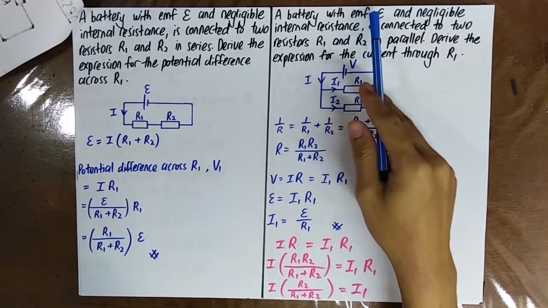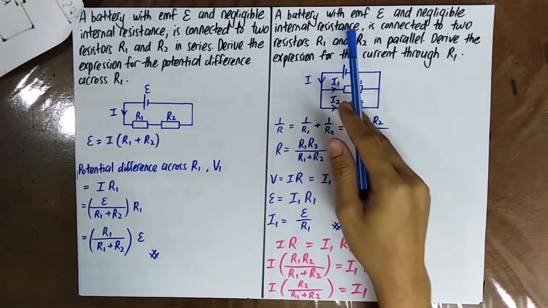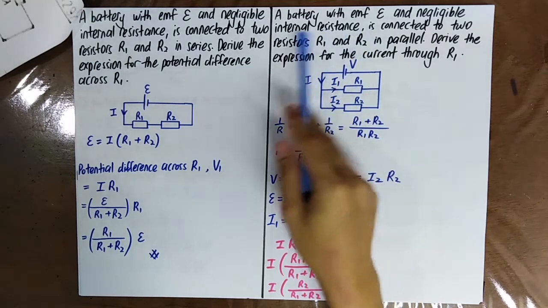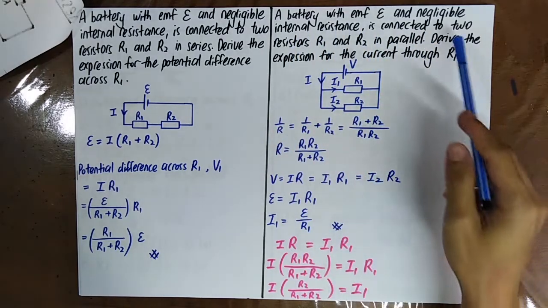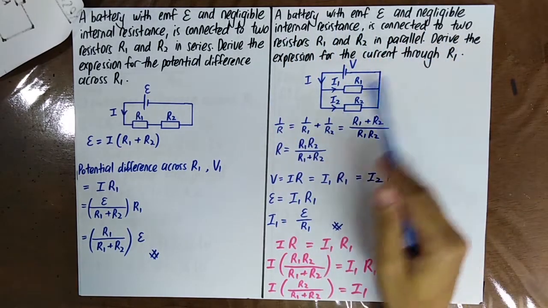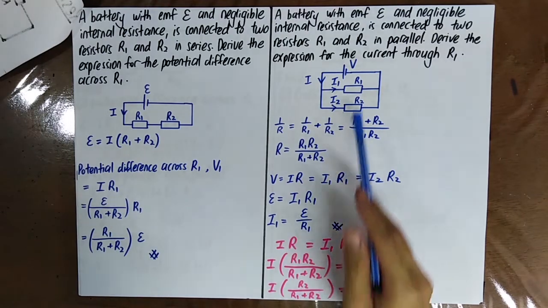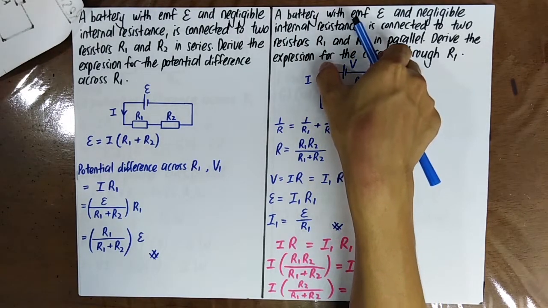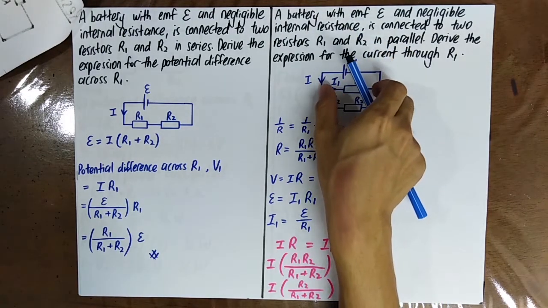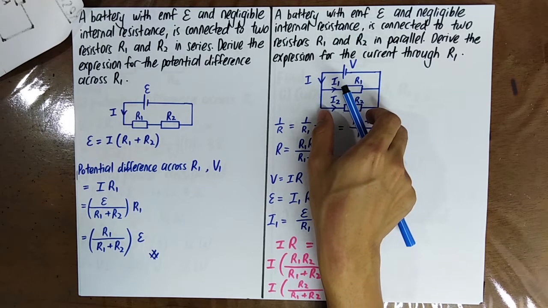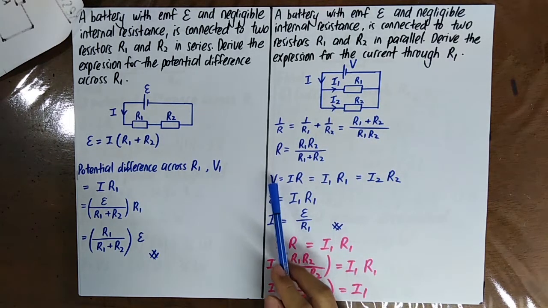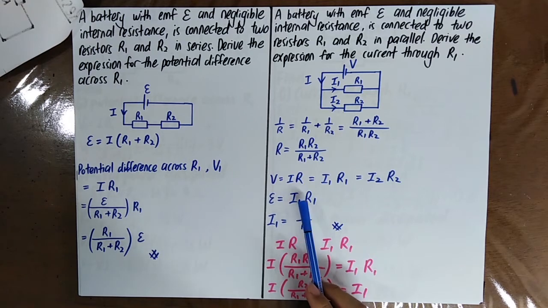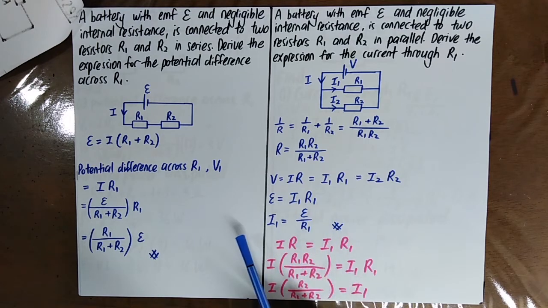A battery with EMF E and negligible internal resistance is connected to two resistors in parallel. Derive the expression for the current through R1. Okay, so you know that the potential difference across here is equal to the potential difference across here, which is also equal to the potential difference across here. Okay, so V equals E equals I1 times R1. So you know that I1 equals E over R1. So this is your answer.